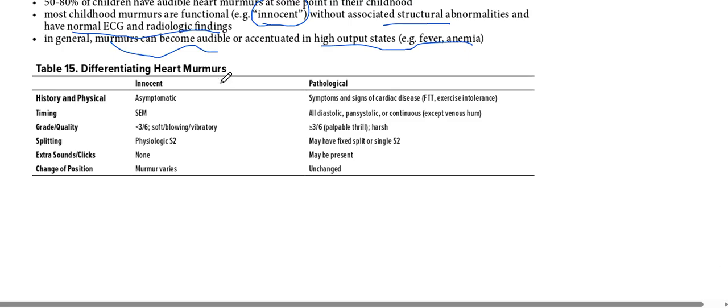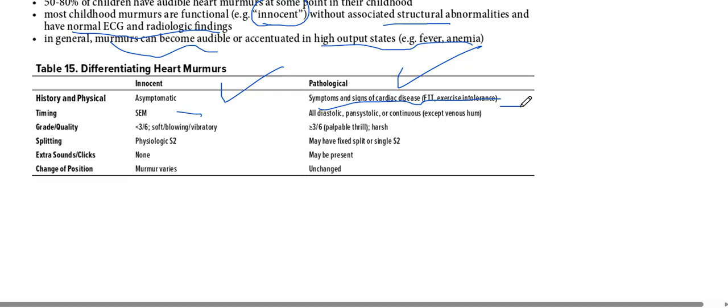Alright, differentiating heart murmurs. Innocent murmurs we need to differentiate from pathological murmurs. Innocent murmurs are basically asymptomatic, as we already know. Pathological ones will have symptoms and signs of heart disease like failure to thrive and exercise intolerance. Timing: innocent is a systolic ejection murmur; pathological may be diastolic, pansystolic, or continuous.